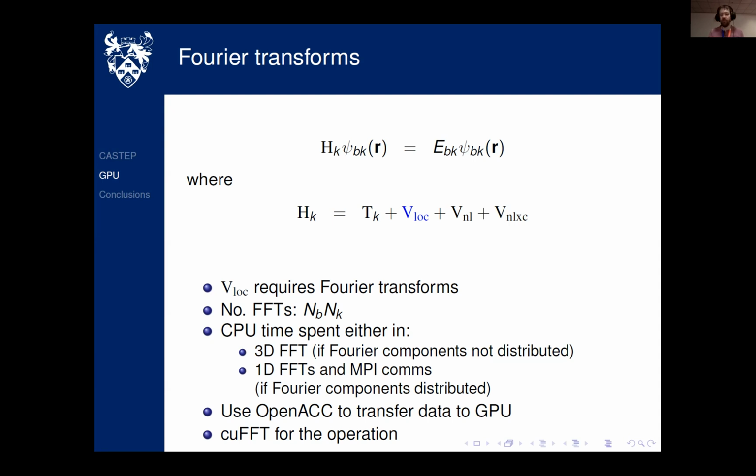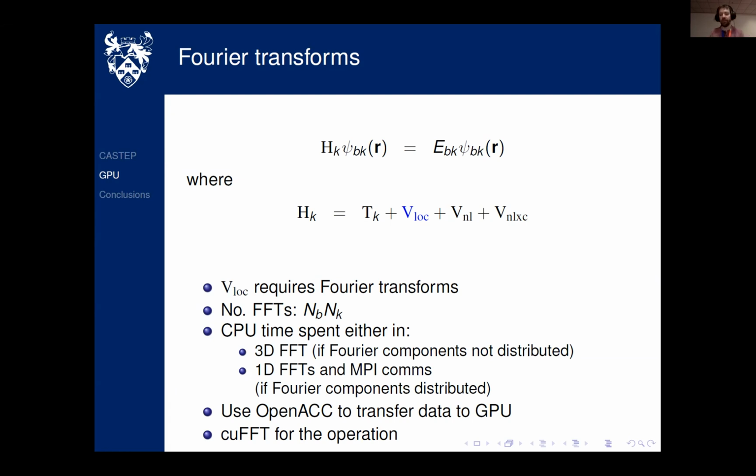But CASTEP is often used in large parallel systems where we might have distributed the Fourier data. And so now my FFT is a parallel FFT, and there's a lot of communication involved in dragging data to where you actually need it. The way we do that is we decompose the 3D FFTs into lots of different 1D FFTs. And then we do some explicit MPI communication so that you figure out what everybody else has transformed and you can do your next transforms.